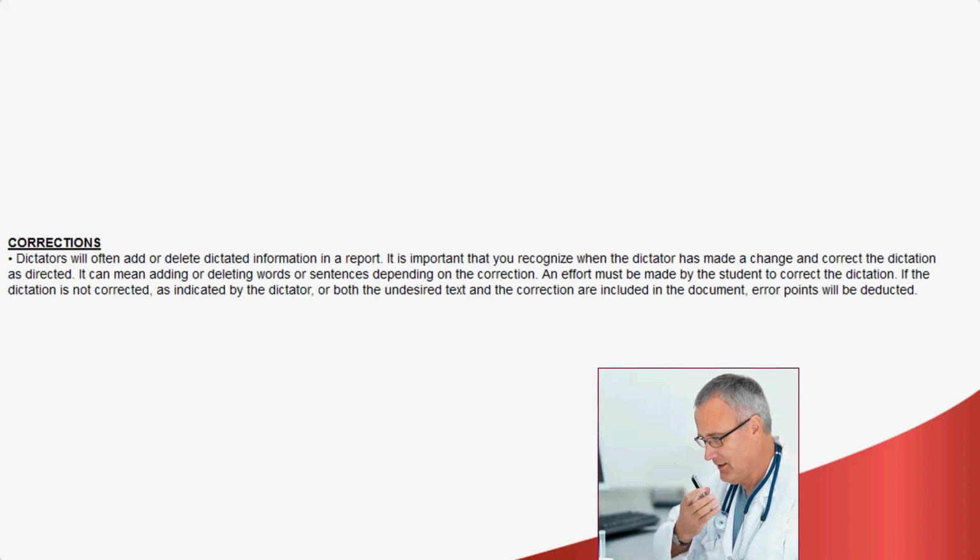Okay, corrections. Dictators will often add or delete dictated information in a report. It's important that you recognize when the dictator has made a change and correct the dictation as directed. It could mean you're adding or deleting words or sentences depending on the correction they make. An effort must be made by the student to correct the dictation. If the dictation is not corrected, as indicated by the dictator, or both of the undesired text and the correction are there, then you will be deducted.